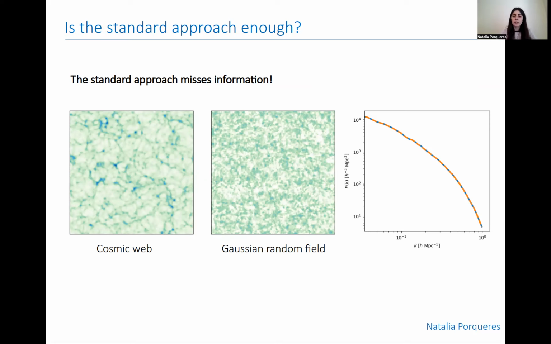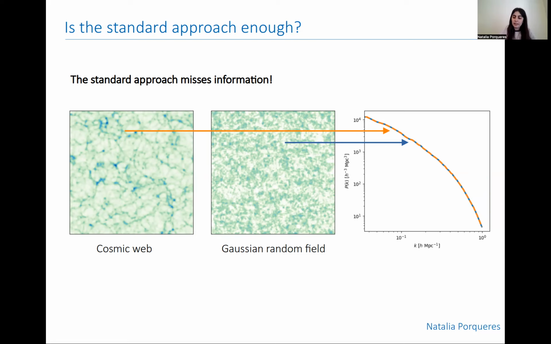As an illustration here, you see two fields that are clearly different by eye. One of them is a simulation of the cosmic web, and the other one is just a Gaussian random field. But if we measure the two-point statistics of these fields, they have exactly the same power spectrum. So if we only measure the two-point statistics, we would not be able to distinguish which one is the cosmic web and which one is just a Gaussian random field. This shows us that there is much more information in the data than what the two-point statistics can capture. And if we want to make full use of the data, we need new techniques.